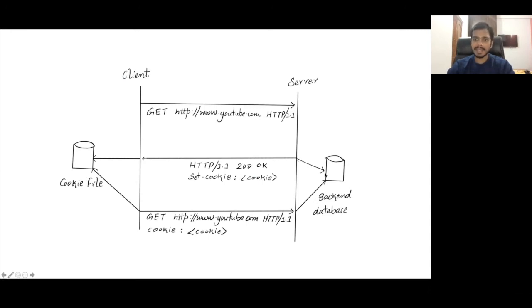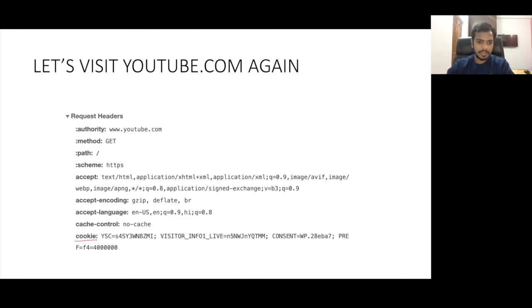Then you have the backend database that is maintained on the server side. This is used to store information about the user. Now how is information stored about the user? If you see, there is some way to identify the user here. Like this is S4SY. So this is some unique ID associated with the user itself.